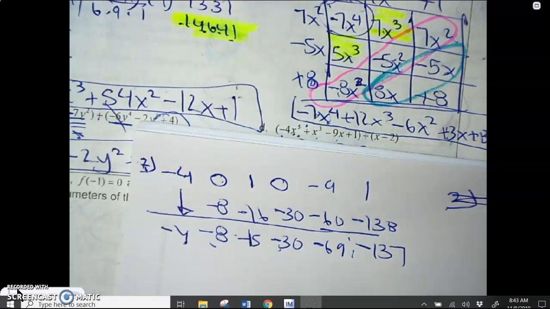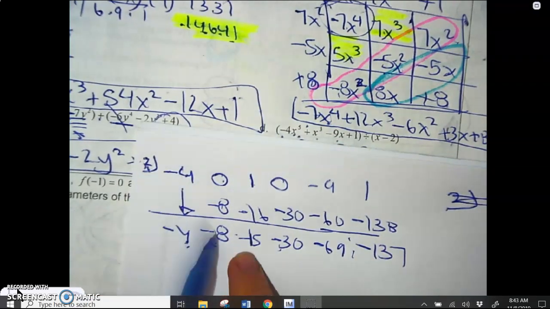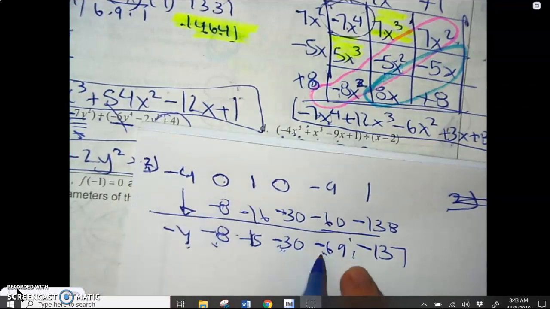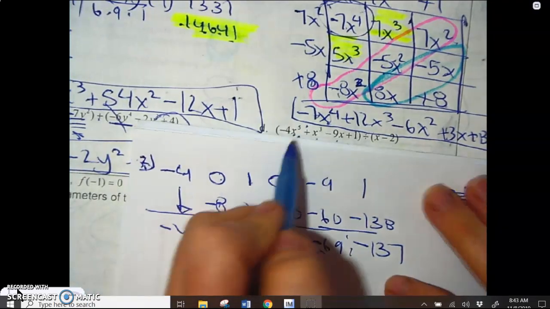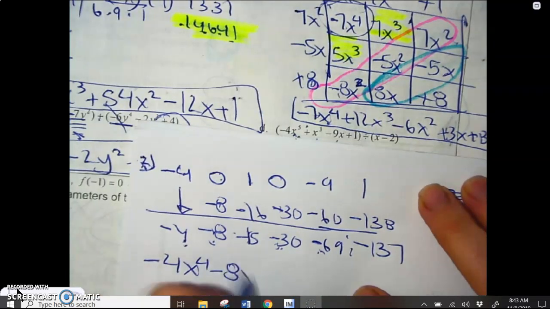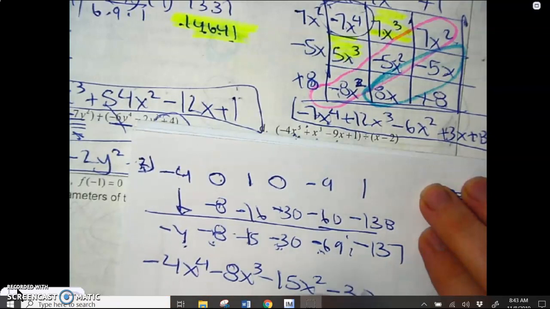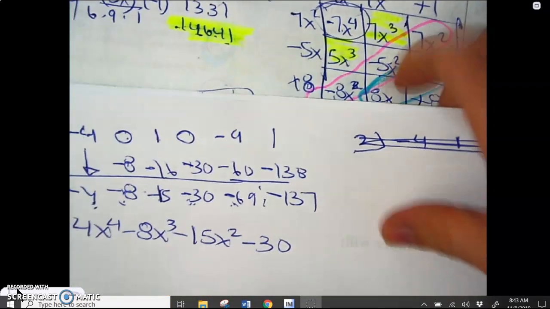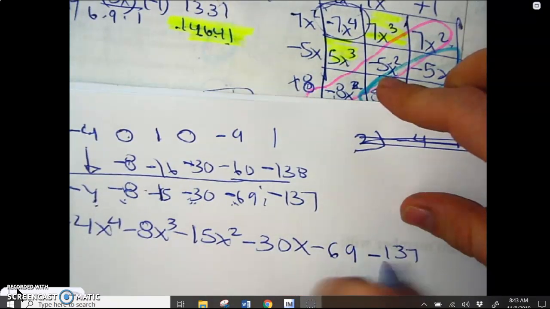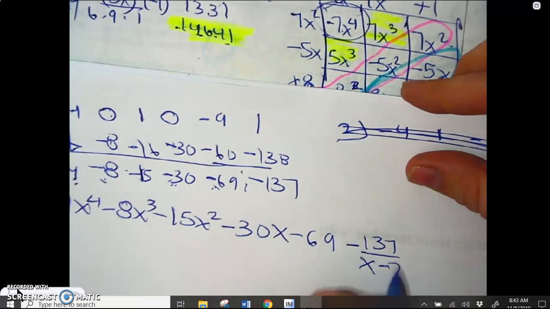I feel like I went a little bit fast on that one. Let me see. This times this plus this. This times this plus this. Negative 30 this. Negative 60. Good. Okay, I think I'm good. So I started with x to the 5th. That means my answer will be x to the 4th, x cubed, x squared, x, and then a number, minus 137 over my divisor, which is x minus 2.